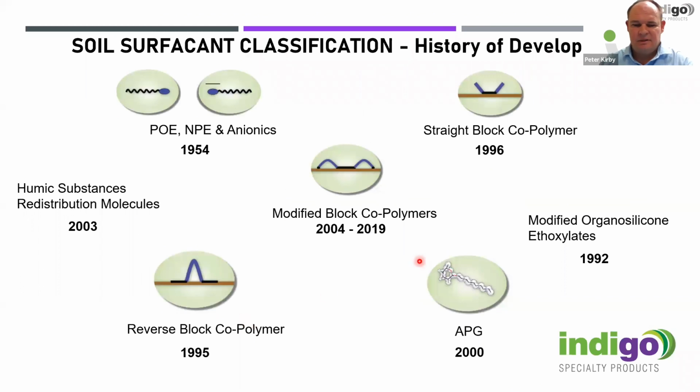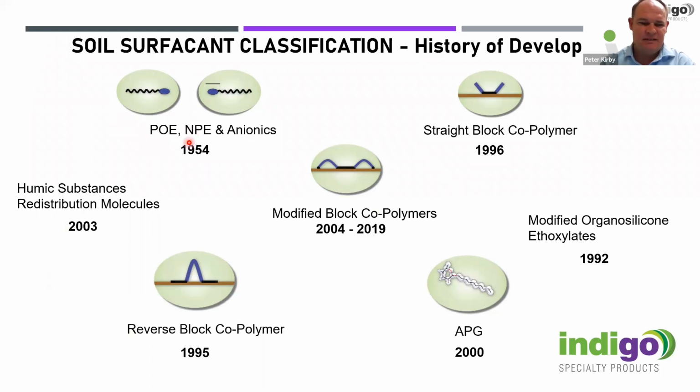Okay, so I just wanted to give you a bit of a history, I guess, in terms of the development of surfactants. The initial work in agriculture and turf really started with surfactants around 1954. That's when they started finding that they saw benefits of using surfactant chemistry to really improve water processes in the soil.